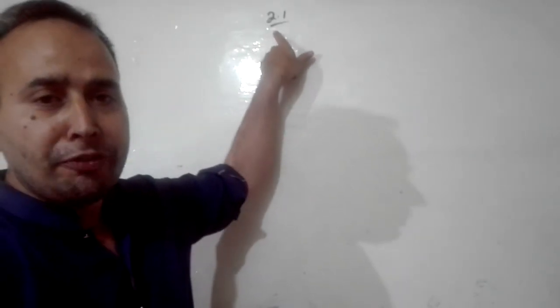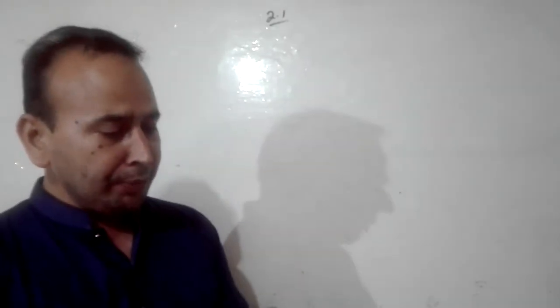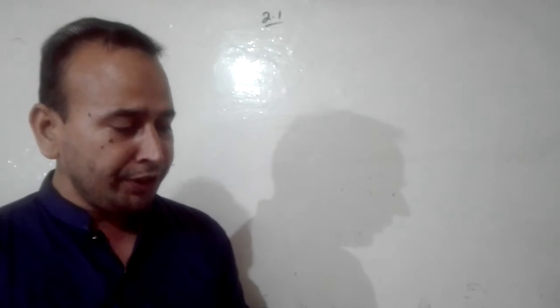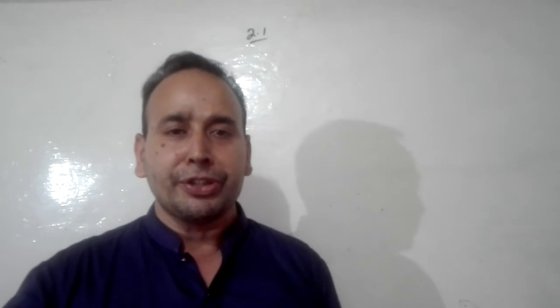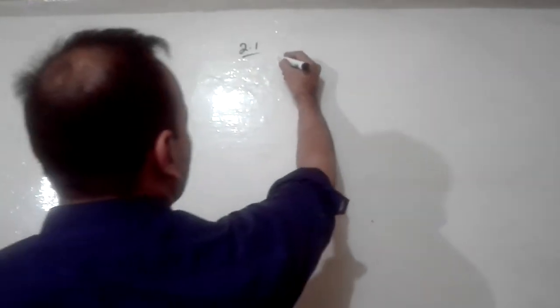Problem number 2.1. A train moves with a uniform velocity of 36 km per hour for 10 seconds. Find the distance traveled by it. So you have to find the distance traveled by it. First of all, you have to write down the data. What is the data in this problem? Data means what is given in this problem. Like they have given you uniform velocity, so we will write velocity.